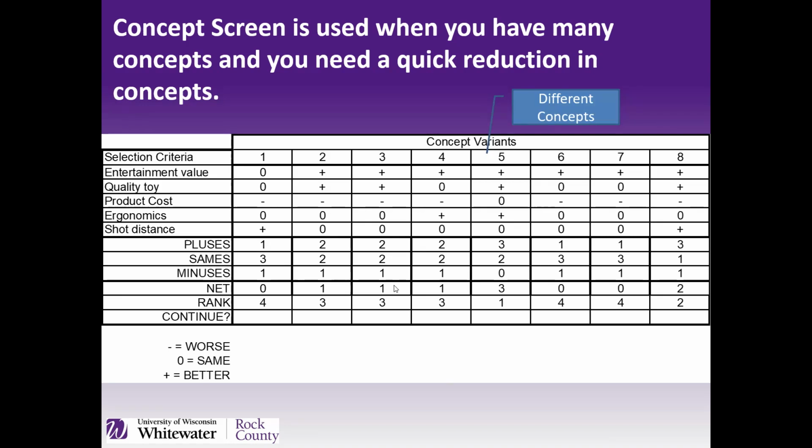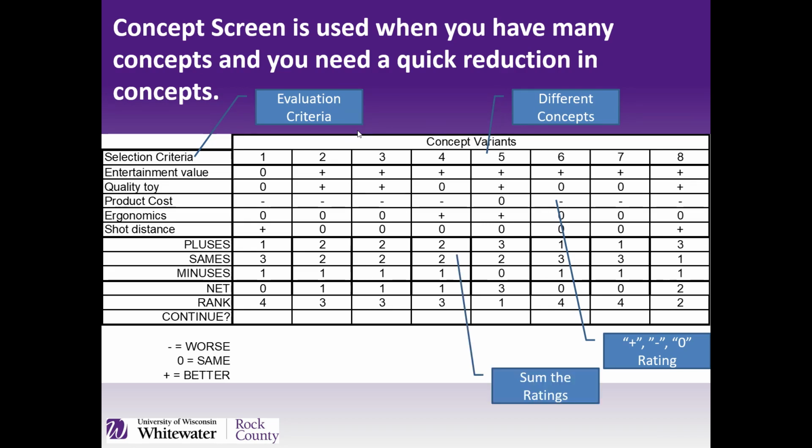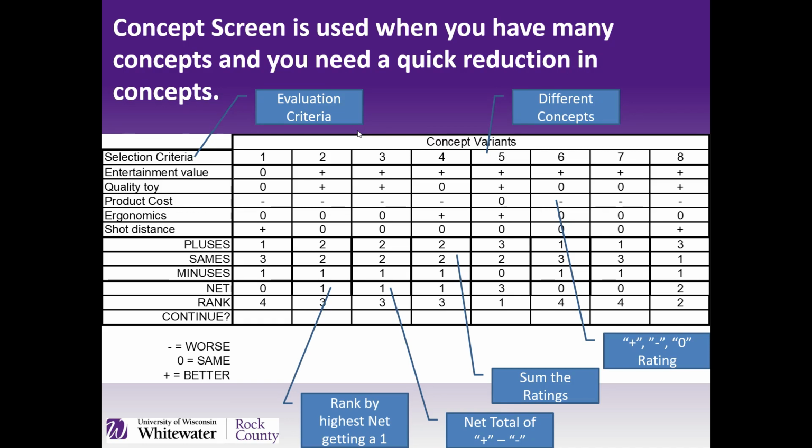All right. So here again are all the different concepts. Let's review this real quickly. Here are all of the evaluation criteria. Then we have our ratings, plus, minus, and zeros. We sum up all of our ratings. We get our net total of pluses, subtracting our minuses. And then we rank each of them. And then we determine which ones should be continued or not.